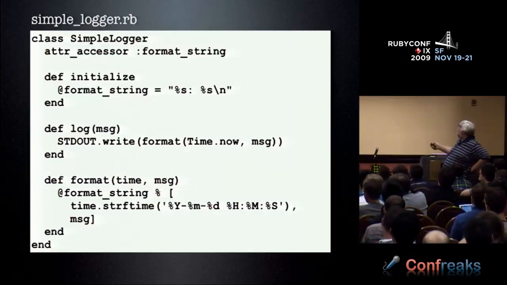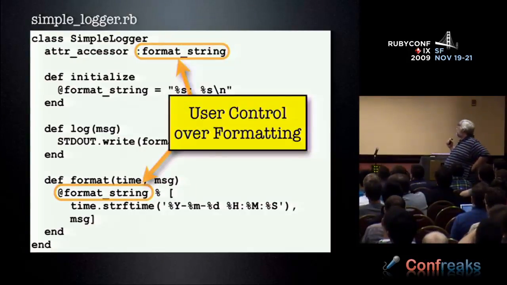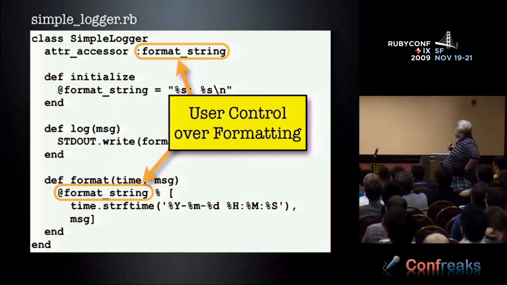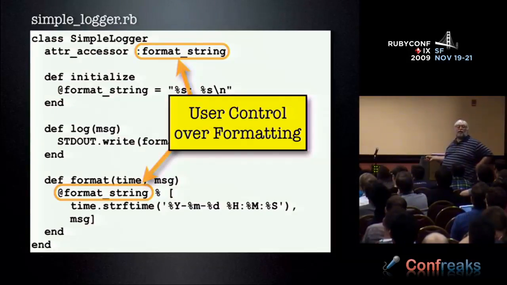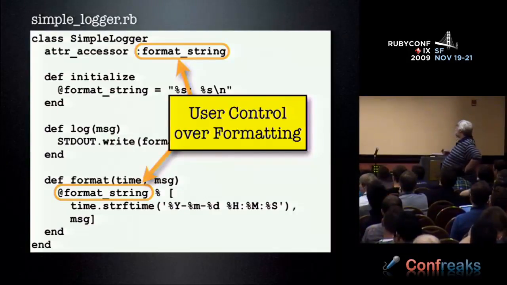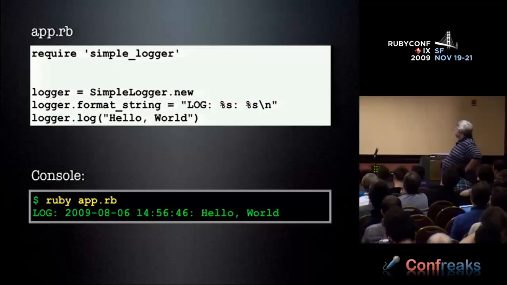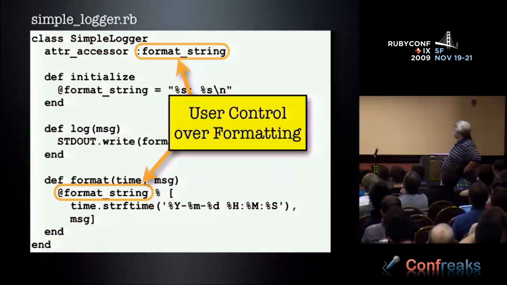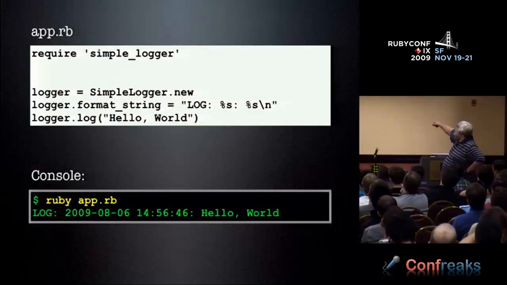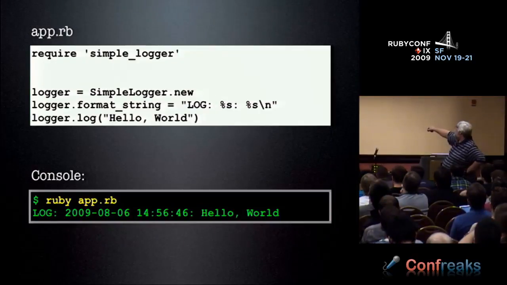Here's a logger. And the interesting thing about this logger is it provides a way of changing the format string. So you have a way of going into the logger, and you have some control over the format. Not a great deal of control, but a little bit, by specifying a format string. And we're going to do that in our application. So we set the log string here, so we see log colon in our log string, and it comes out down here. And we can see that, and we run it.